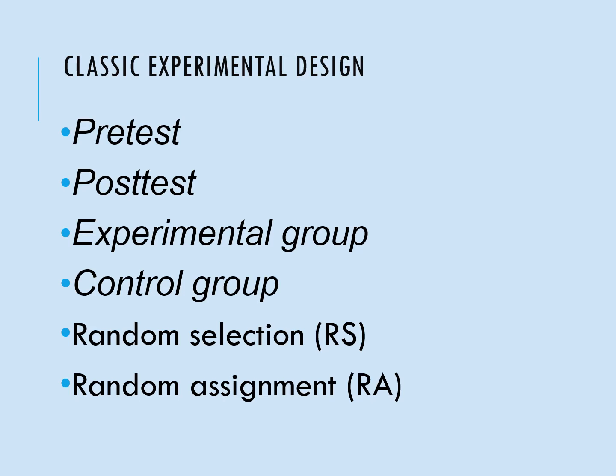We'll have random selection of participants out of the population. So we're randomly selecting people from a population. And then we're going to have random assignment. So our participants in our study are going to be randomly assigned to the experimental or the control group.